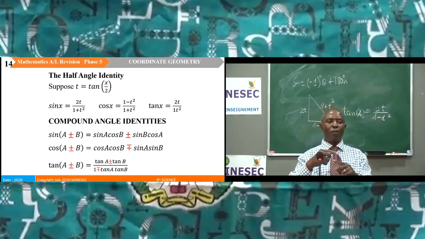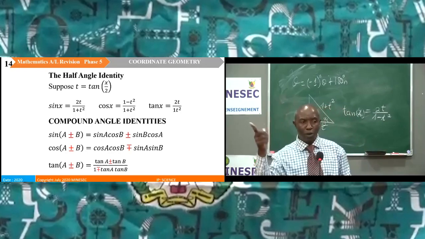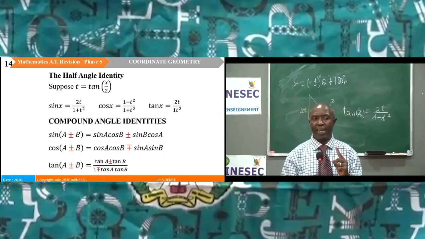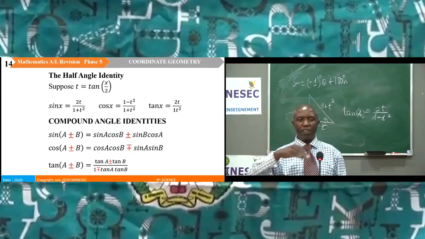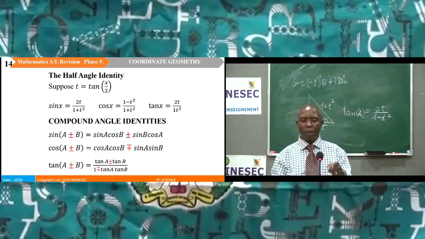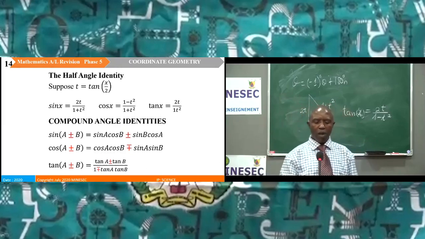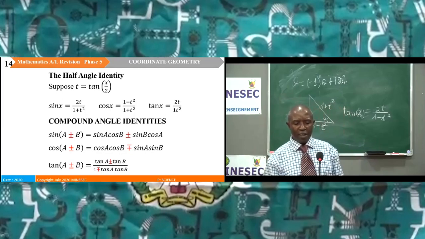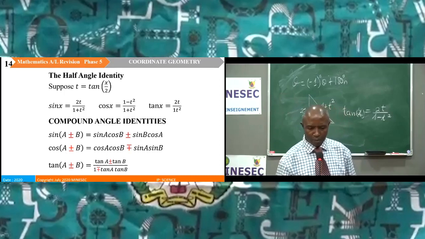So if you have cos of A plus B, you have it as cos A cos B minus sine A sine B. Take care here not to make the error of using plus there, because for sine, the sign moves along: if it is positive, it is positive. But for cosine, the sign changes. Tan of A plus or minus B is given as what you see on your screen.